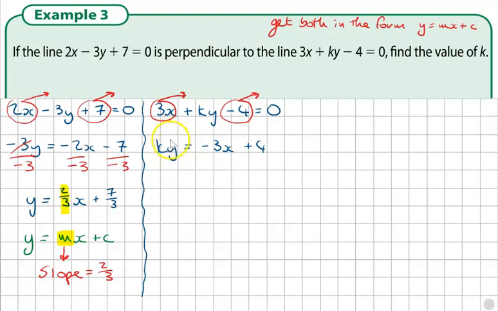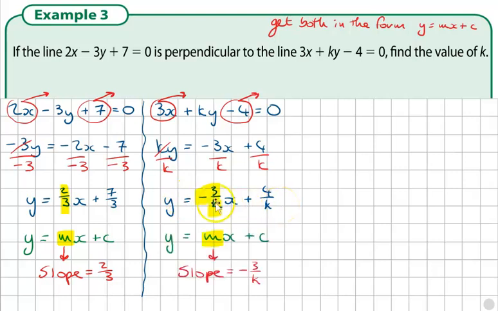Now to get the y on its own, we divide by what's stuck in front of the y, which is k, so we divide each term by k. And k divided by k is 1, anything divided by itself is 1, so we get 1y, which is just y. And minus 3 divided by k is just minus 3 over k, and we have an x stuck on. And 4 divided by k is just 4 over k. So now we have our line in the form y equals mx plus c, so we can just read off the slope. The slope is m, which is whatever is stuck onto the x. So the slope is minus 3 over k.